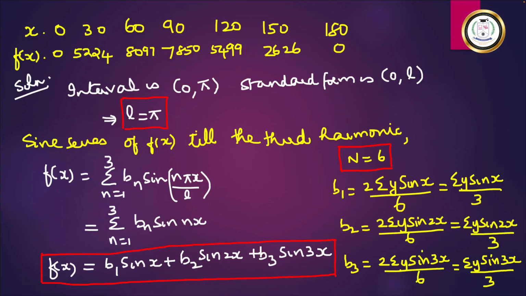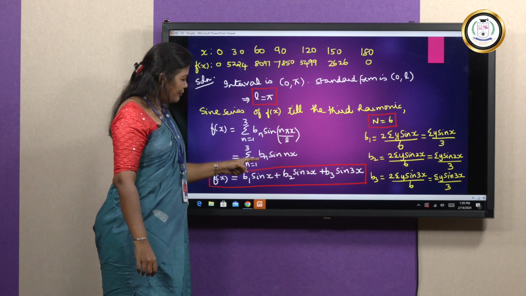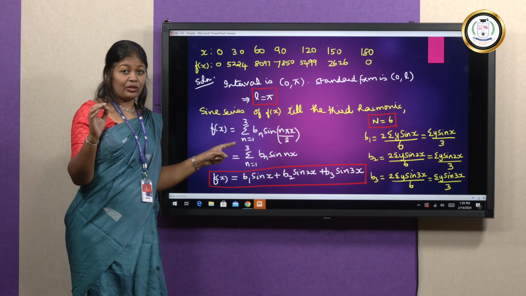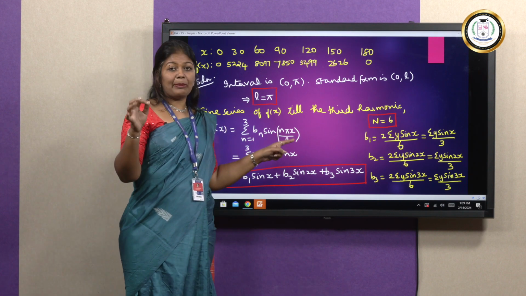And the values of x and f of x are given. The last set of values is repeated, so we neglect them for calculations, remember that. And then because L is pi, the formula reduces to sigma. See, what is half range sine series? I hope you know the expansion. F of x is sigma n equal to 1 to infinity bn sin n pi x by L.